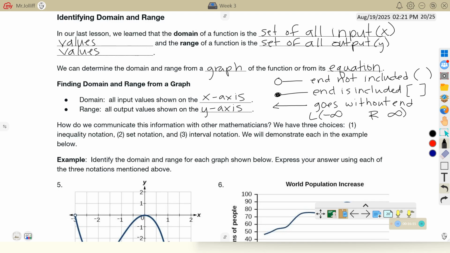Okay, can I get a thumbs up on how many people have seen that type of notation before? And it looks like that's most, if not all of us. Okay, good. We're going to practice that in a minute.